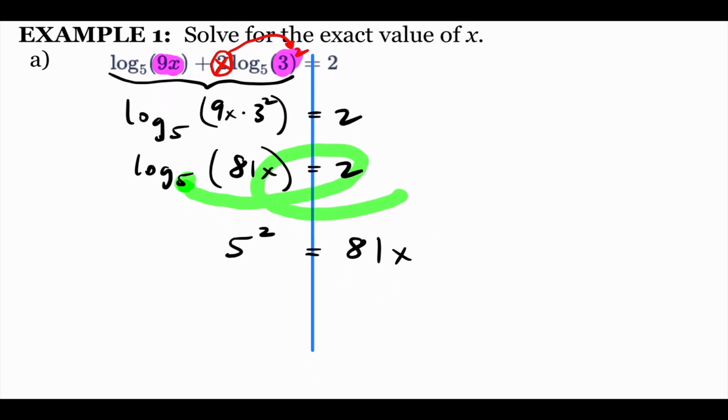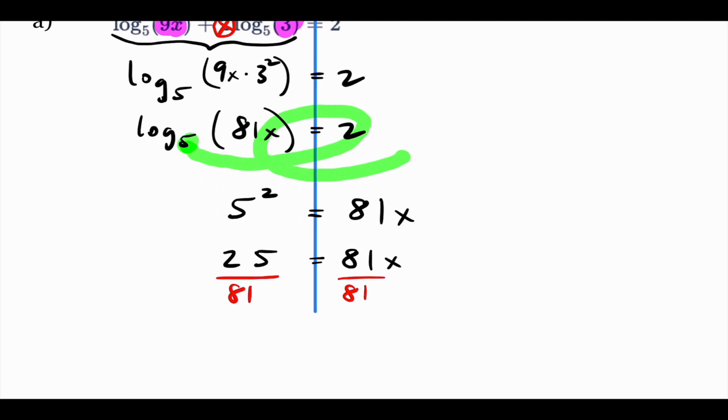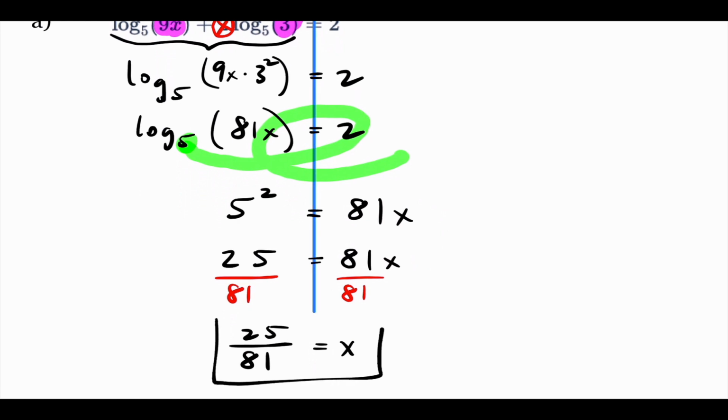Get x by itself. Well, 5 squared is 25, right? So how am I going to get x by itself? How am I going to separate it from 81? Division. So when I divide, I get 25 divided by 81. The only numbers that go into 25 are 1, 5, and 25. And none of those, except for 1, go into 81. So I can't reduce it. That's my answer.